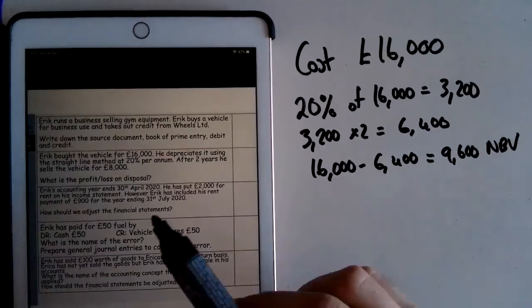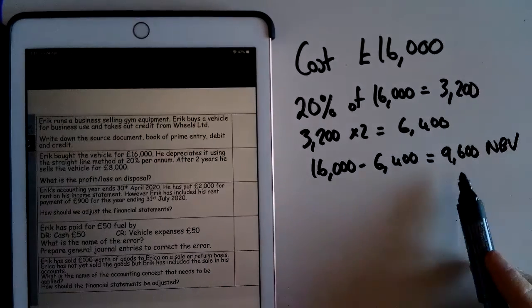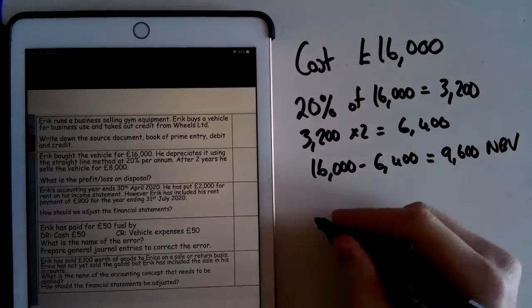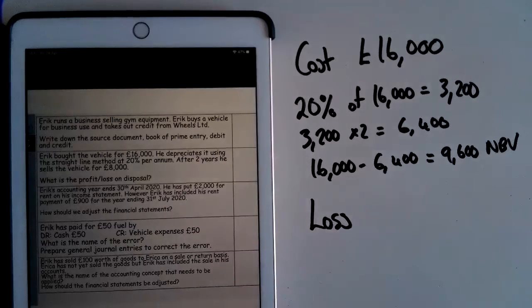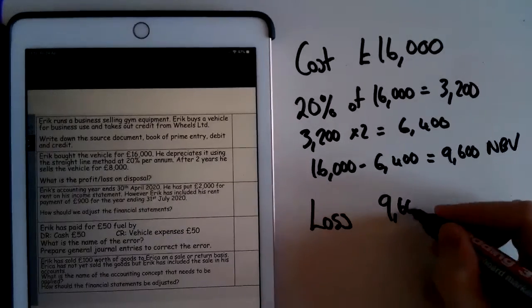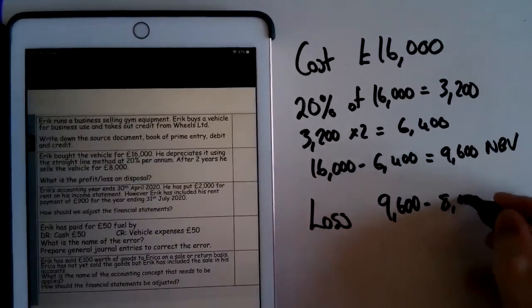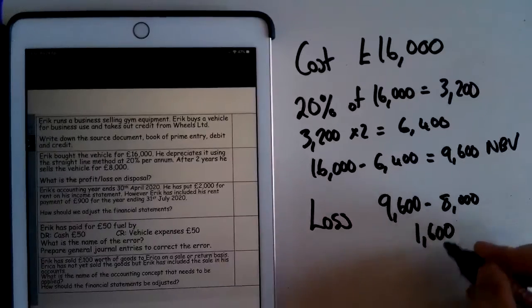And we sold the vehicle for 8,000. So that's less than how much it's worth. So we're going to make a loss. And to work out the amount, we take it away. It's 9,600. Take away the £8,000, which is a 1,600 loss.